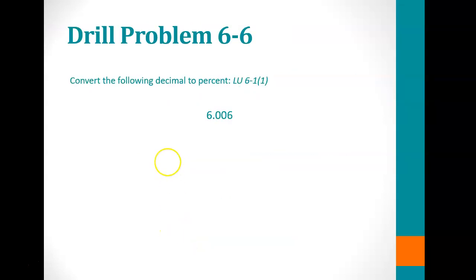Let's look at some practice converting decimals over to percentages. If you have 6.006 as a decimal, what would that be as a percent? Well, remember to go from a decimal to a percent, move the decimal 2 spaces to the right and add a percent sign. So 6.006 as a decimal is 600.6%.